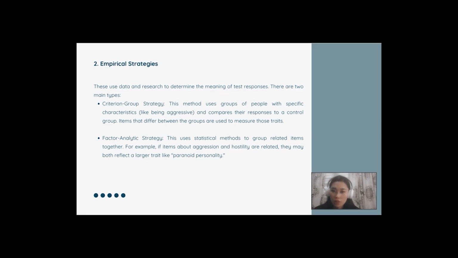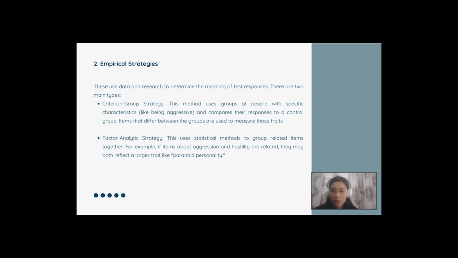In criterion group strategy, this compares responses from a group with a particular trait, for example aggression, to a control group, and selects items that best distinguish the two. So if aggressive people often answer true to the "I get angry easily" question, that item helps measure aggression.